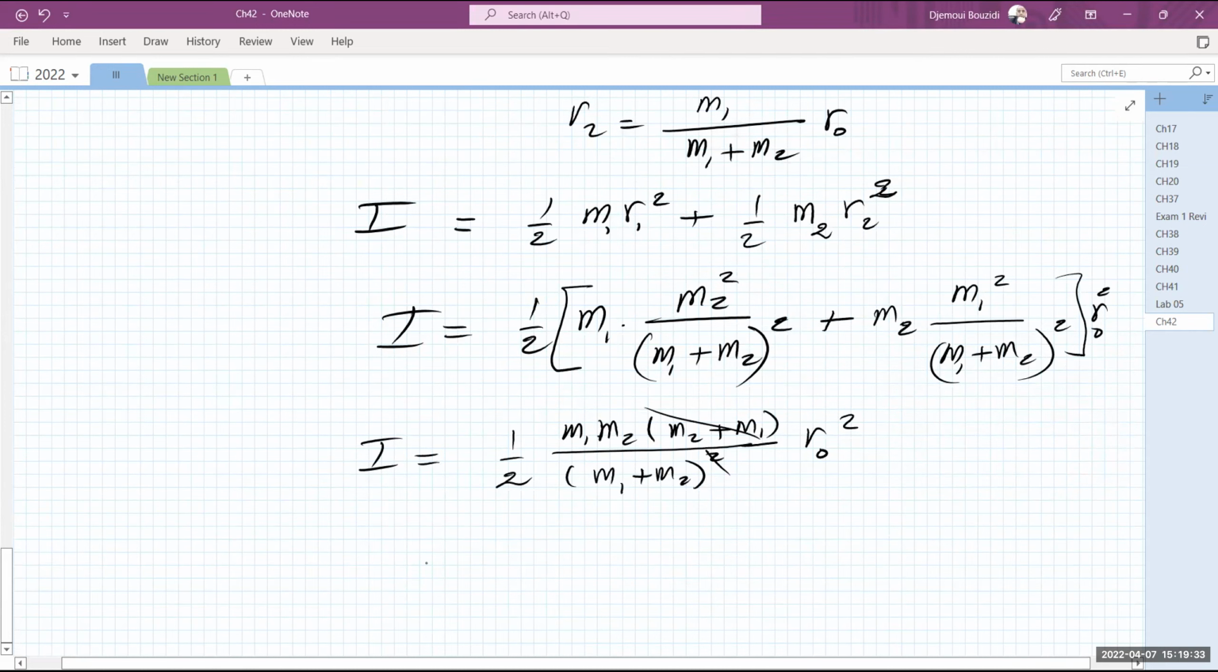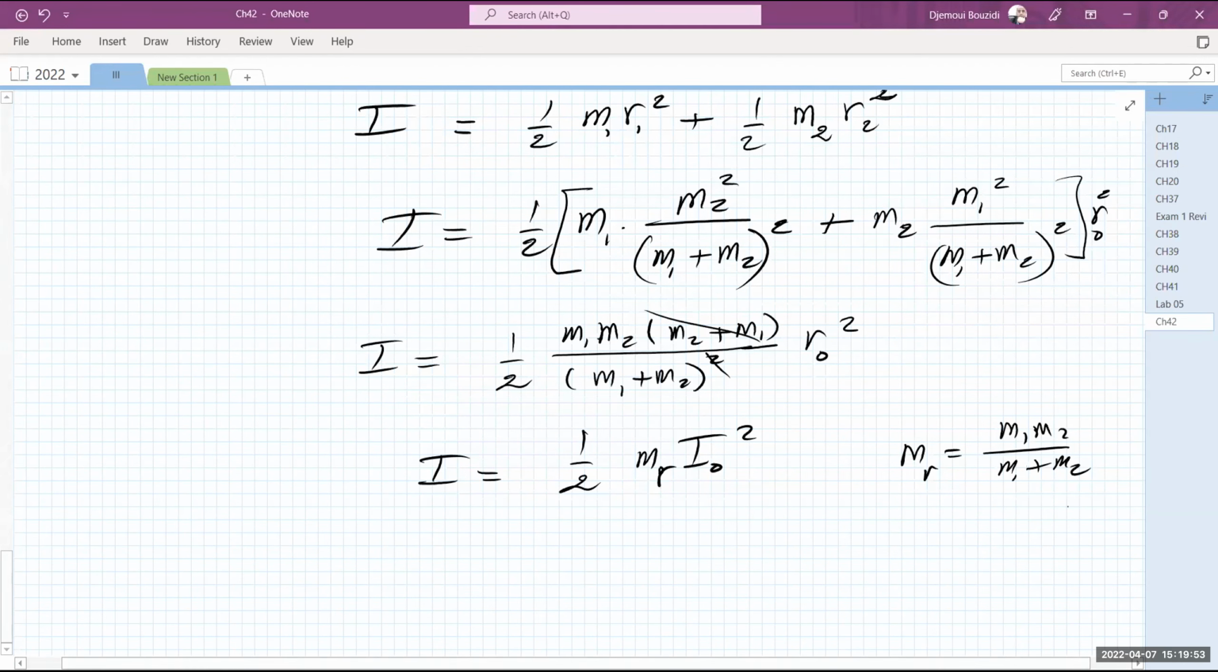So this looks like 1/2 times MR times R naught squared, where MR is equal just to M1 times M2 divided by M1 plus M2. As a matter of fact, we usually write it differently. We say that MR is the inverse of the sum of the inverses. So this is the reduced mass.